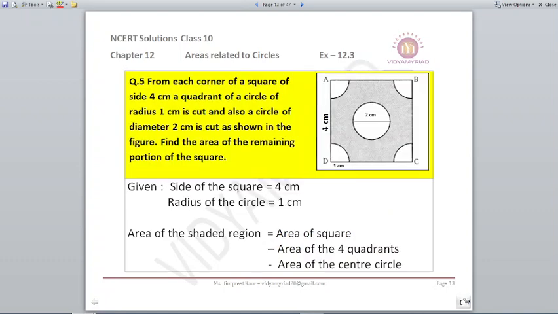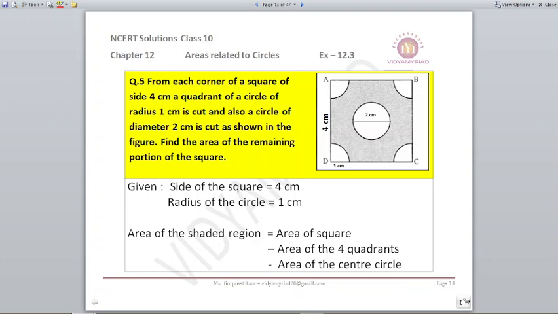Next, question number 5. From each corner of a square of side 4 cm, a quadrant of a circle of radius 1 cm is cut, and also a circle of diameter 2 cm is cut as shown in the figure. Find the area of the remaining portion of the square. So what is the information given to us in the question? We are given the side of the square, which is 4 cm. We are also given the radius of the quadrant, that is 1 cm, and the inside circle diameter is given as 2 centimeters. We need to find the area of the shaded region.